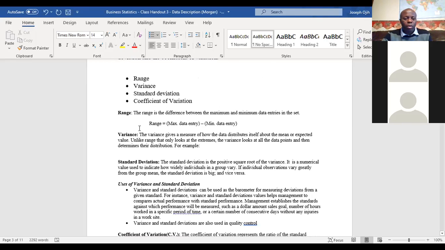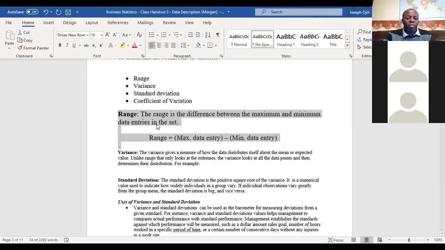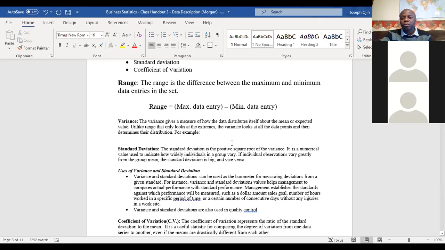The range is the easiest one to calculate. Simply put, it is just the maximum value minus the minimum value. That gives the range. So you subtract the minimum value from the maximum value, and that will give you the range.